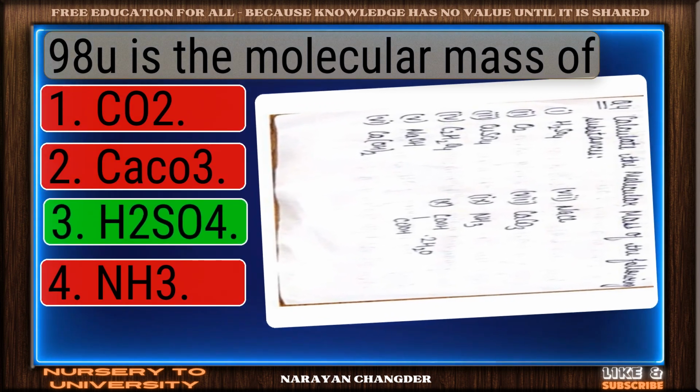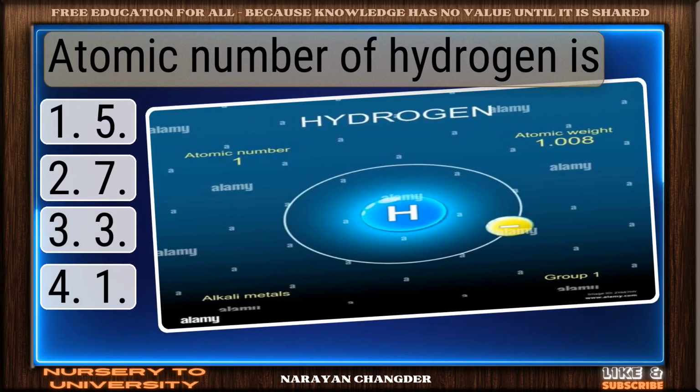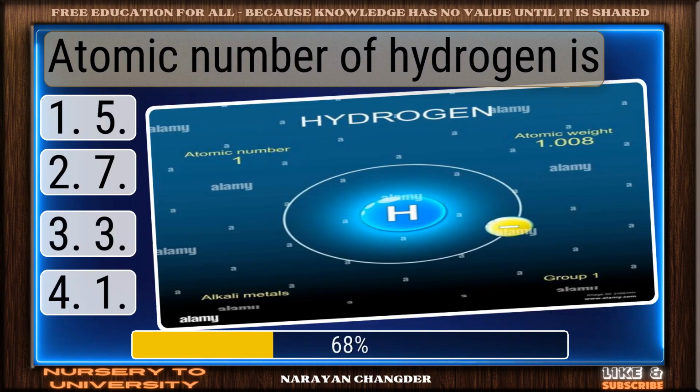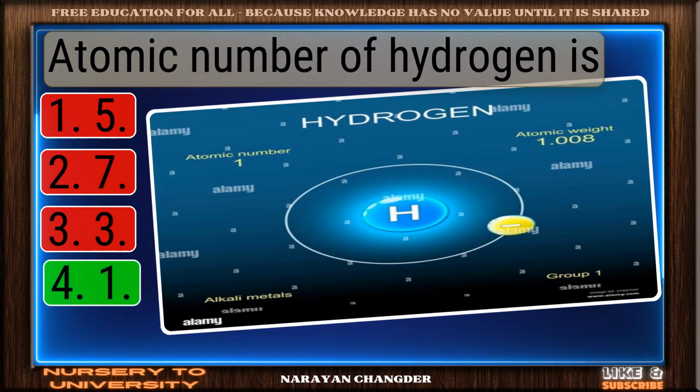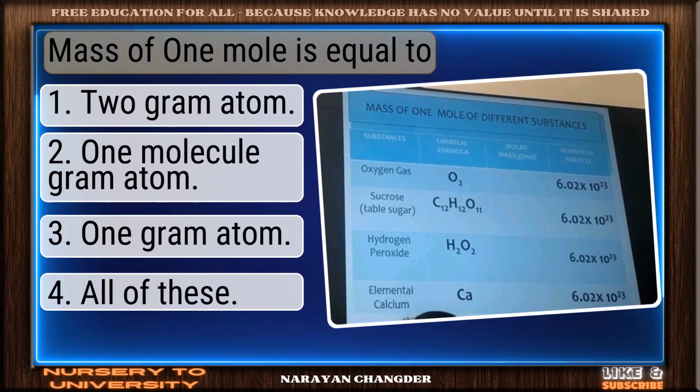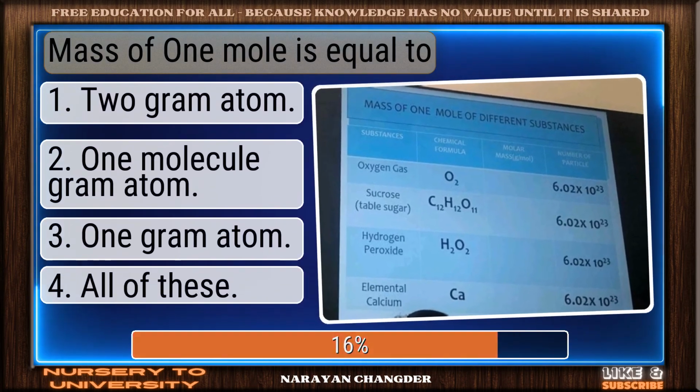Valid point. H2, so it is true. Question number 246. Atomic number of hydrogen is. Right again. 1 is a valid answer. Question number 247. Mass of 1 mole is equal to.